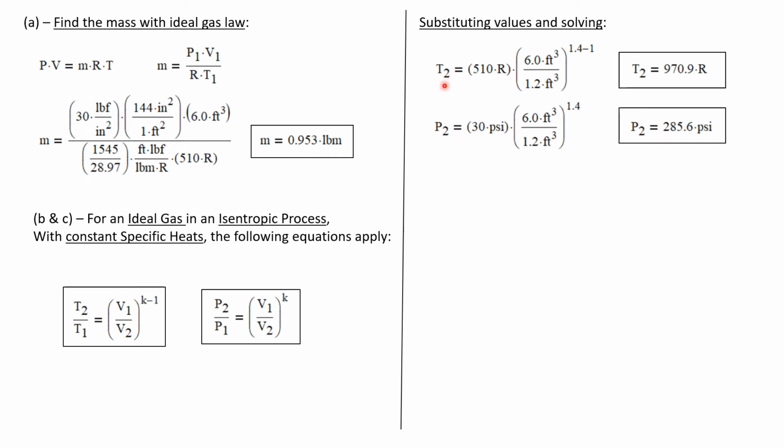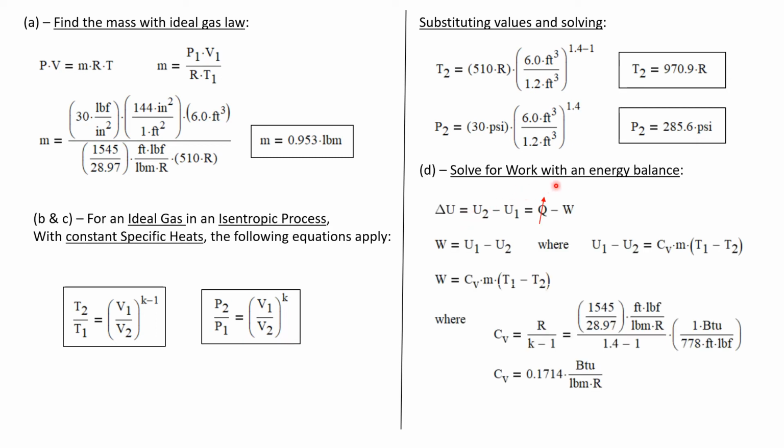So the final temperature is just the initial temperature times the initial volume divided by the final volume to the K minus 1 power, where K is 1.4. And I get a final temperature of 970.9 degrees R. P2 is the initial pressure times the initial volume over final volume to the K power, where K is 1.4. And to get the final pressure is 285.6 psi.